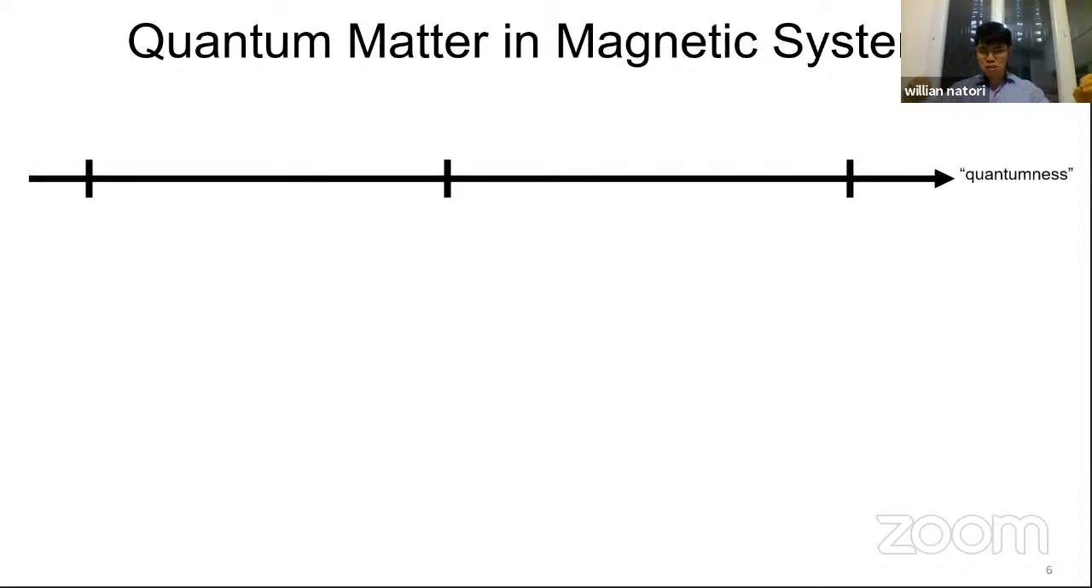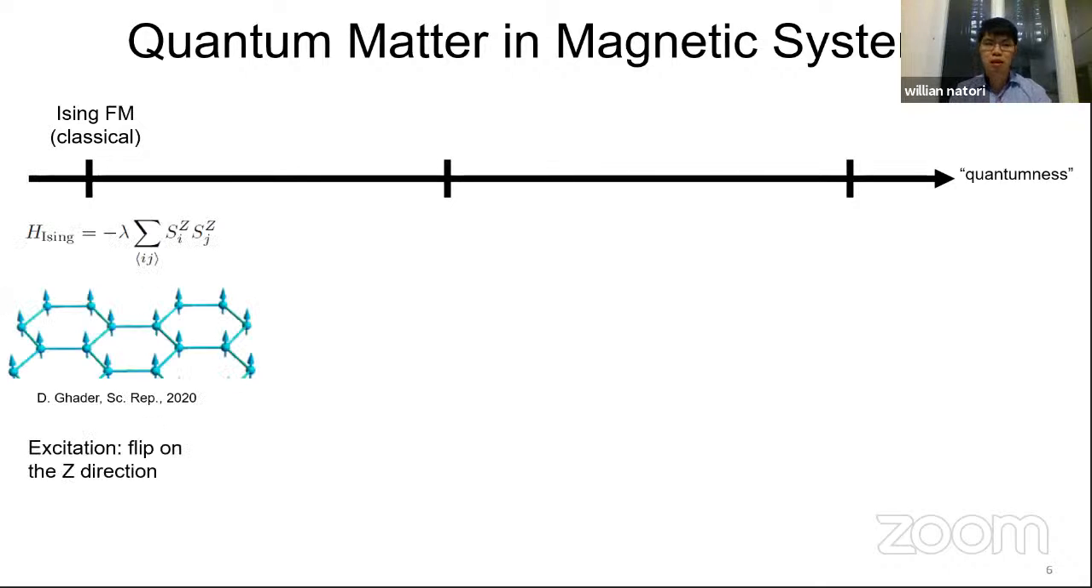So for an illustration, you draw this axis of quantumness. In one extreme, you have something very classical, such as the Ising ferromagnet, which has only this ground state that is defined as a product state of spins. It has only the Z2 symmetry, and the excitations are just spin flips that are +1 or -1.